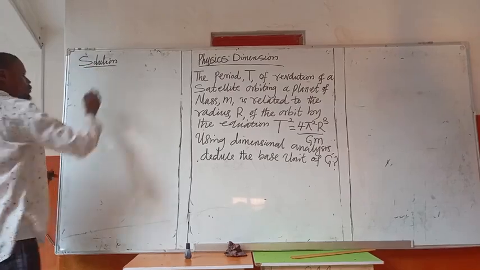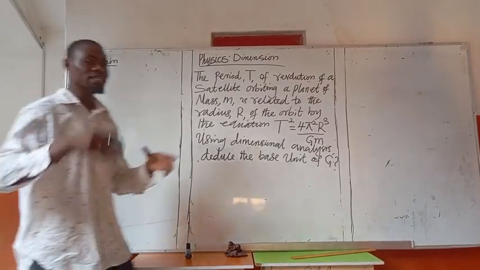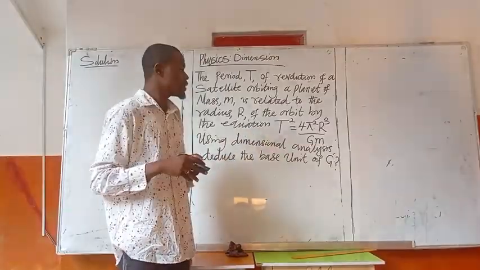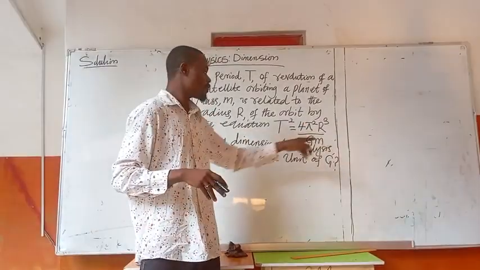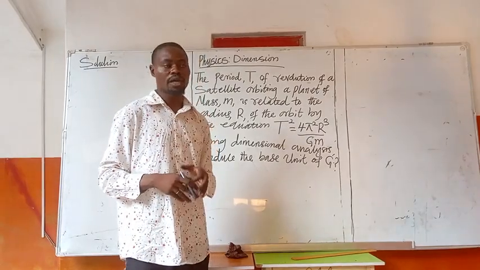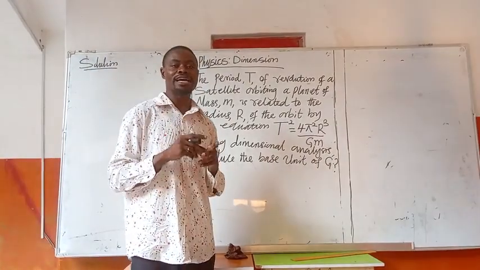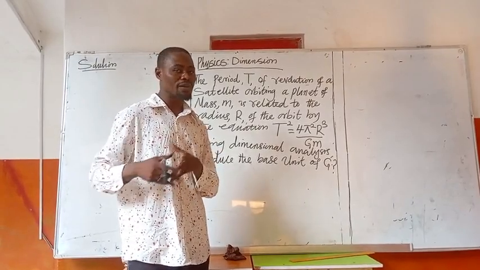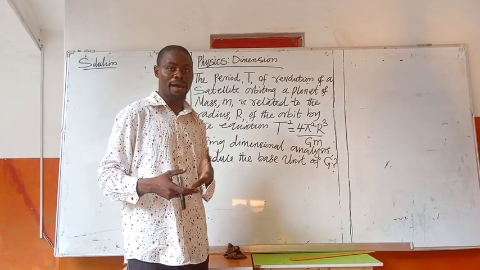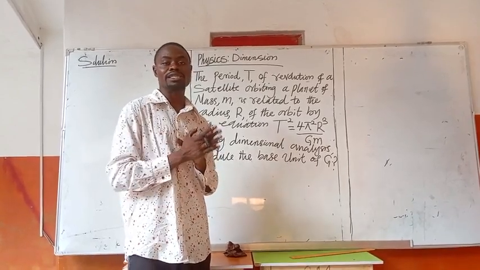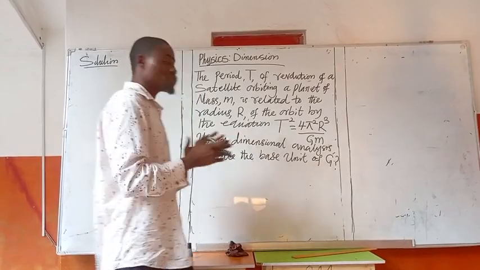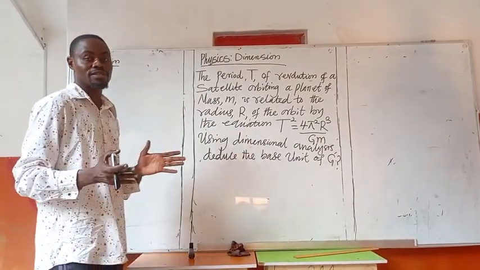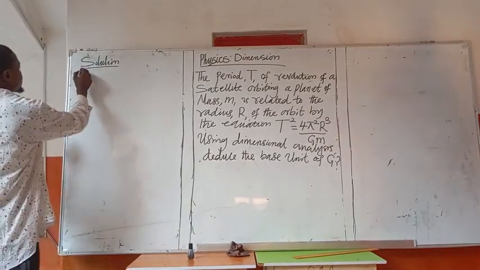Before I continue, we have to know the dimension for period, dimension for radius, dimension for mass, because we are looking for G. And also, take note that in dimension, numbers are not considered, and constant values are not considered. For example, pi is 22/7. You are not considering any pi. Any number is dimensionless. It doesn't have a dimension.